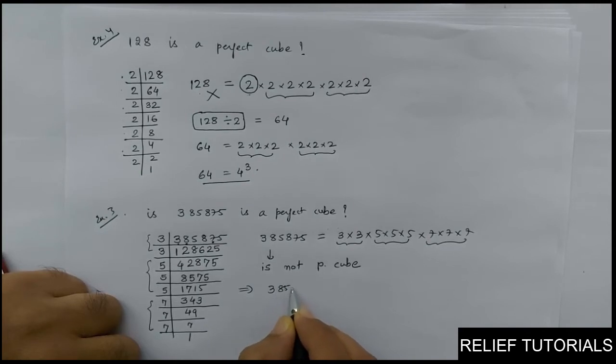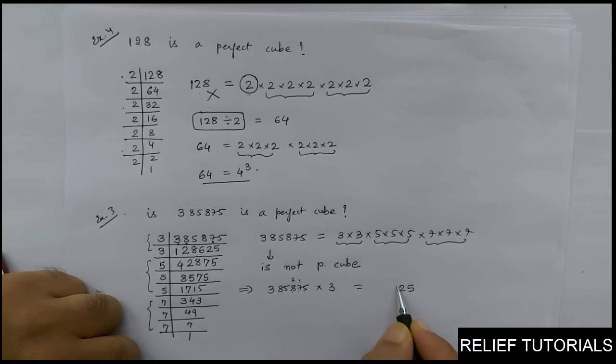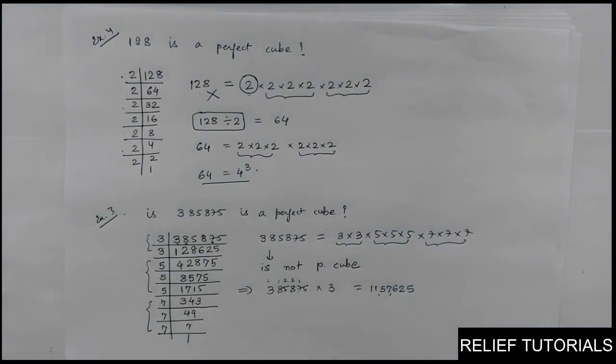385875 multiplied by 3. So the number becomes 5 3s are 15. 1 carry, 7 3s are 21 plus 1, 22. 2 carry, 8 3s are 24 plus 2, 26. 2 carry, 5 3s are 15 plus 2, 17. 1 carry, 8 3s are 24 plus 1, 25. 2 carry, 3 3s are 9 plus 2, 11. 1157625 it becomes, and it is the perfect cube number.